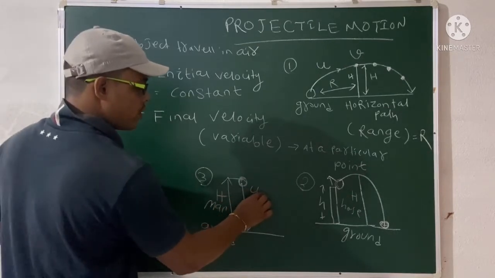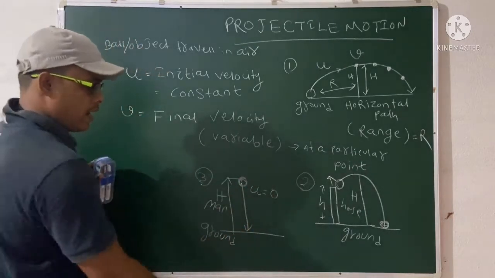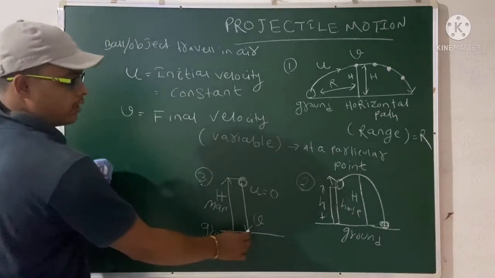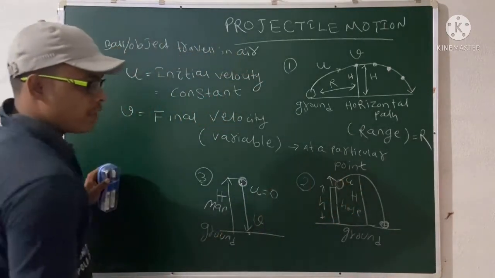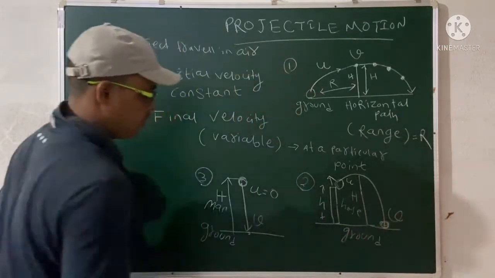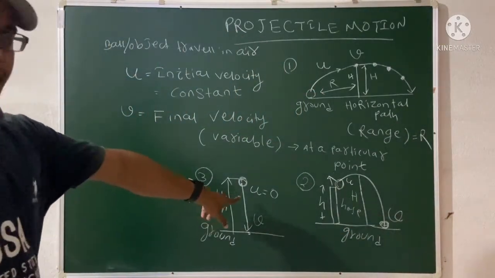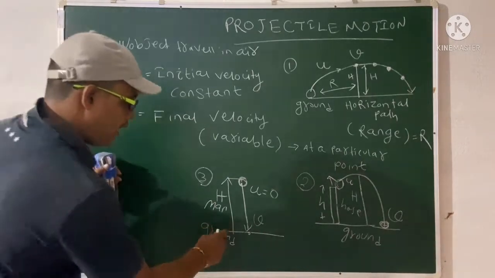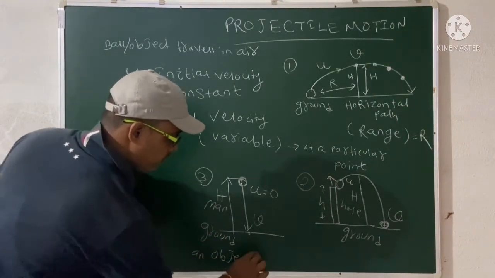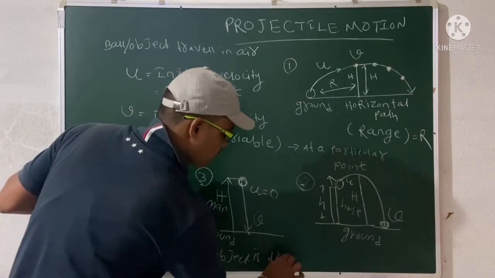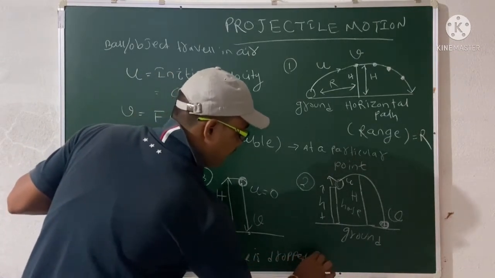So here your initial velocity is 0 and the final velocity is at the ground point. But here there is initial velocity, right? There is initial velocity and also final velocity. But in this case, your initial velocity is 0 because an object is dropped from a height.